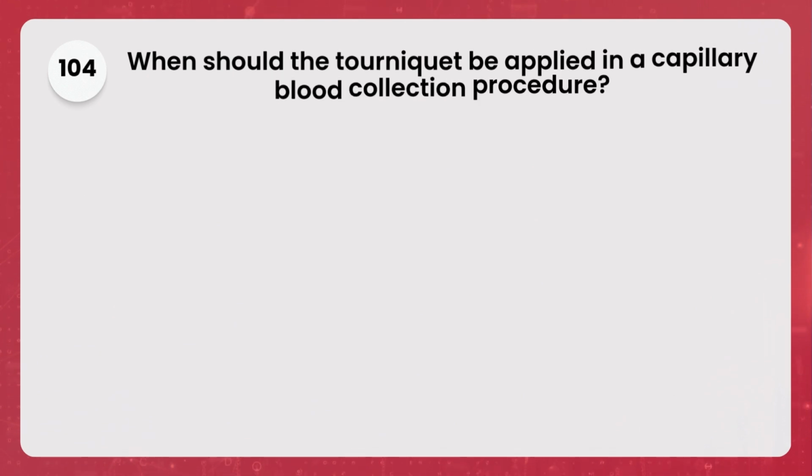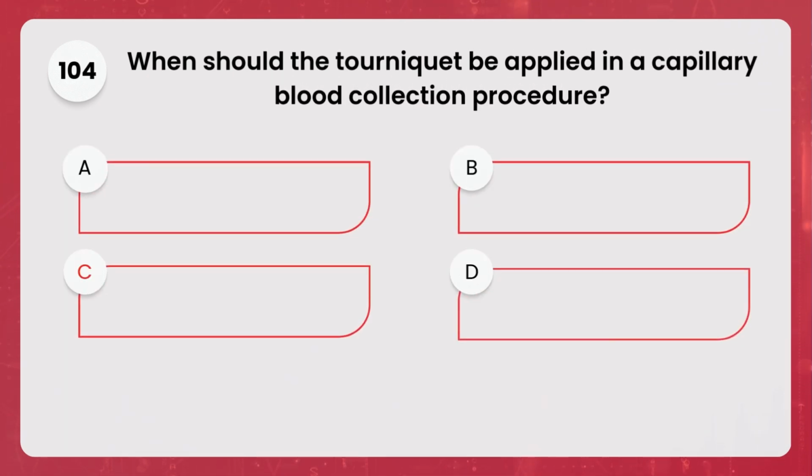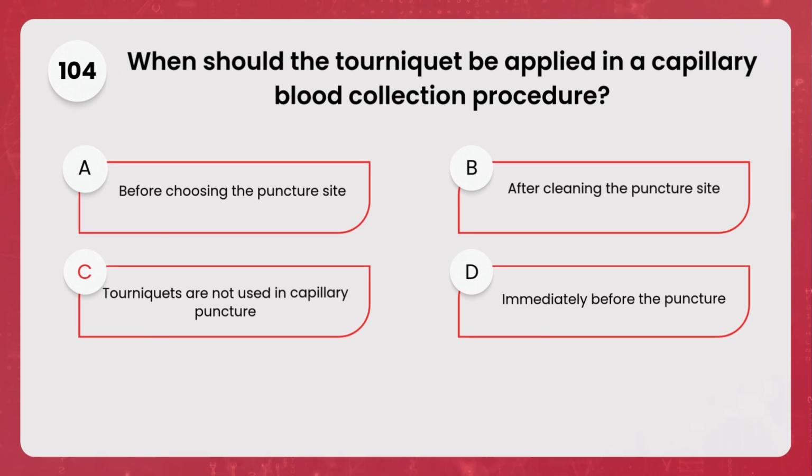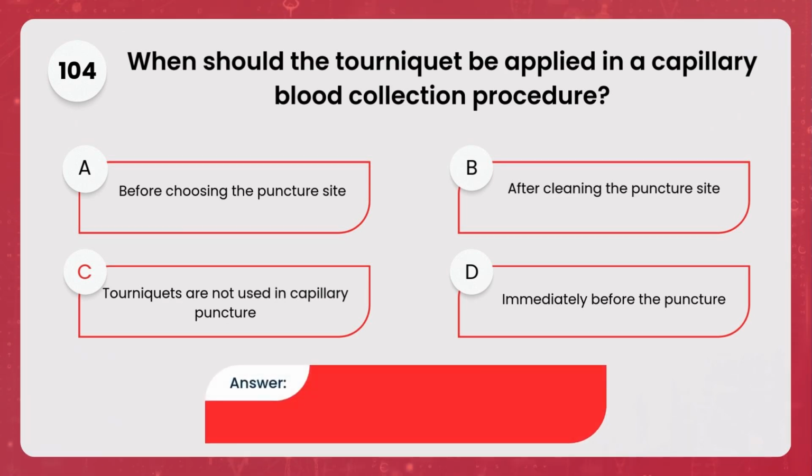104. When should the tourniquet be applied in a capillary blood collection procedure? A. Before choosing the puncture site. B. After cleaning the puncture site. C. Tourniquets are not used in capillary puncture. Or D. Immediately before the puncture. The answer is C. Tourniquets are not used in capillary puncture.